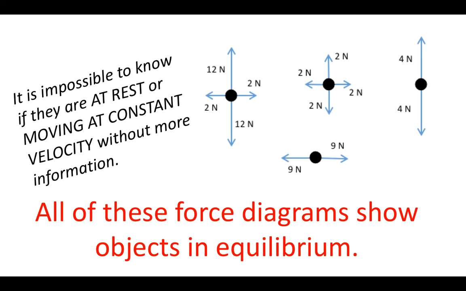These force diagrams all show balance. So all of these show objects that are in equilibrium. And based on what we talked about a moment ago about equilibrium, it's impossible to know without more information whether or not these objects are at rest or moving at a constant velocity. We would have to read the context of the problem in order to make that determination of which kind of equilibrium they're in. Static equilibrium means the object would be still. Dynamic equilibrium would mean the object is moving at a constant velocity.